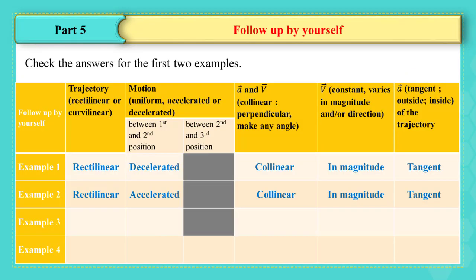Now you can check the answers for the first 2 examples. The trajectories for both examples were rectilinear. The motion was decelerated in the first example and accelerated in the second example. And for both examples, a and v vectors were collinear, v was variable in magnitude, and the acceleration vector was tangent to the trajectory.